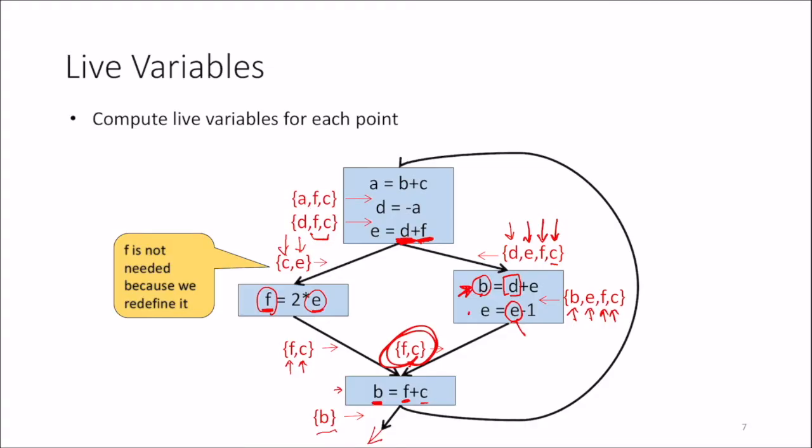Now if you go one step higher, we need an a because it's being used, and we need an f and a c because we need it to be part of f and c here. We don't need f here because f is being defined as you saw before. So we need a because it's used. We need f and c because we need to keep those values around. It's going to be used later. In fact, it's going to be used here, right?